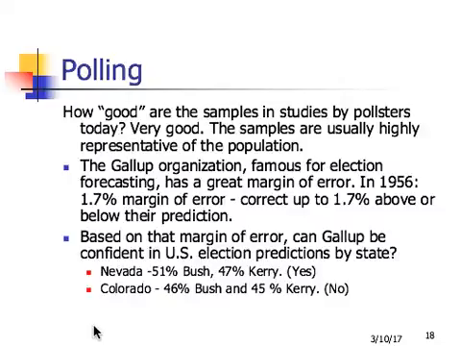When we talk about polling, how good are pollsters and people who do polling these days, and how good are they just in general? We can talk a little bit about in the past. Gallup, who was famous for starting the Gallup organization, his organization does election forecasting, and they've gotten quite good after he studied many of the mistakes in the past. As of 1956, their organization had a 1.7 margin of error. So they were correct up to 1.7% above or below their prediction.